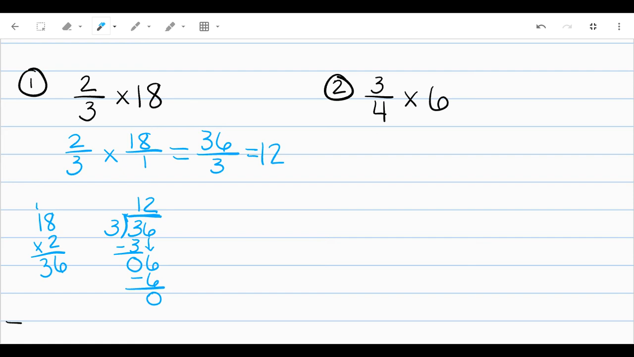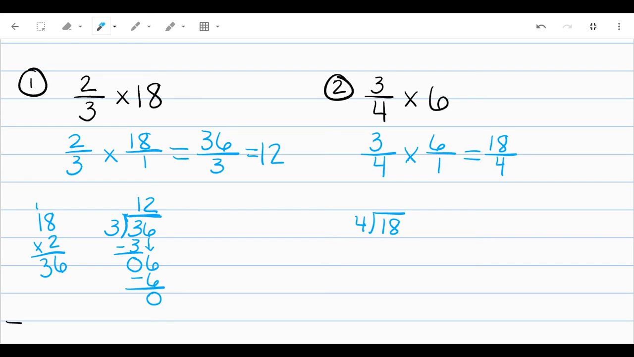So now let's look at number 2. 3/4 times 6. Let's rewrite it with two fractions so that our 3/4 stays the same, and our whole number 6 becomes 6 over 1. Now we can multiply straight across. 3 times 6 is 18. And 4 times 1 is 4. Now we have to do some division again because this is an improper fraction, because our numerator is larger than our denominator. So 18 divided by 4.